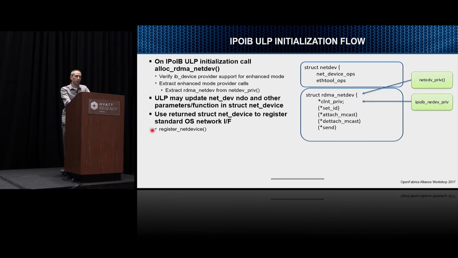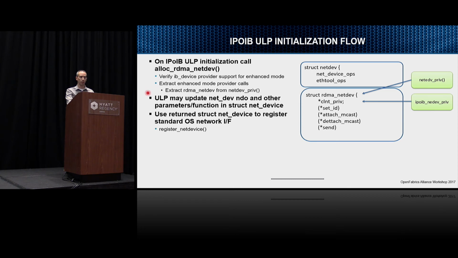So, as I've said, IPoIB ULP initialization flow would be to allocate the RDMA netdev. This way, it can verify if indeed the underlying IB device supports such enhancement. If it's not, it can revert to the legacy code and the data path over kernel verbs. So this way, we're fully backward compatible.